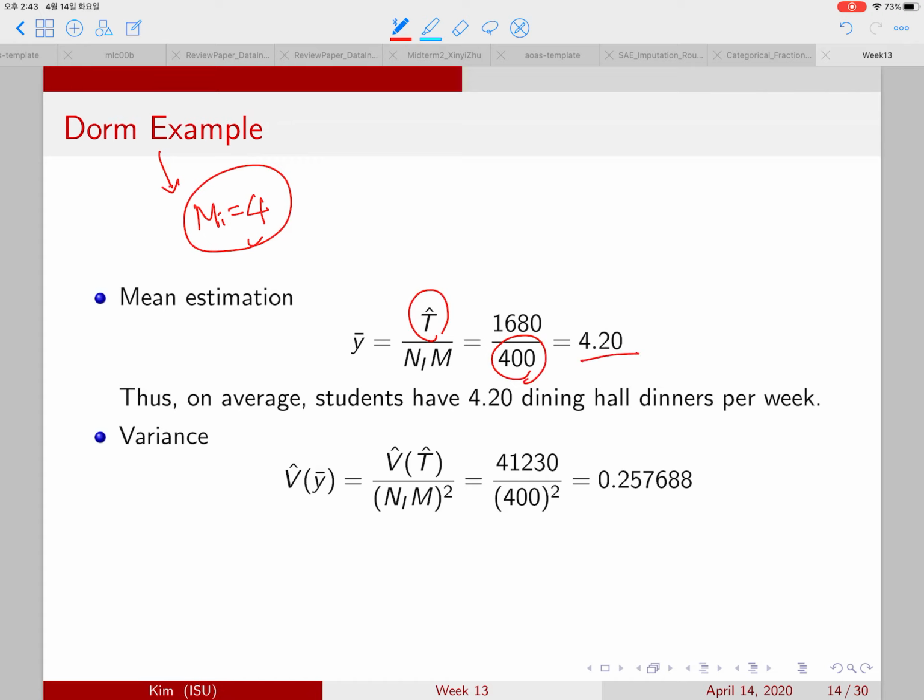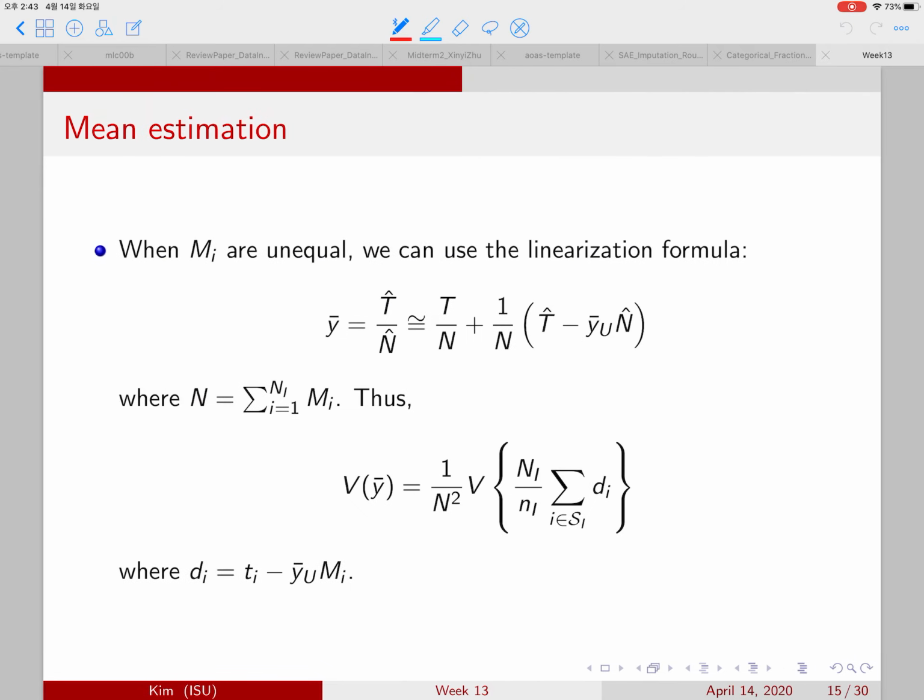So that's basically this one, 4.2. And for the variance, we should divide by 400 squared. That gives the variance of the total estimator. So that is the result. Now, the more challenging case is when the M_i's are unequal.